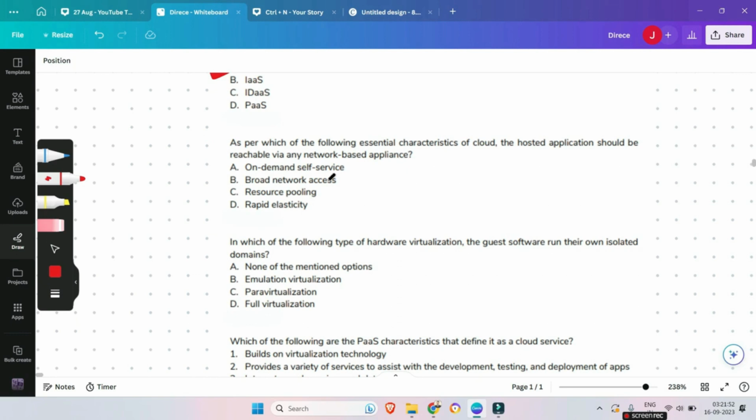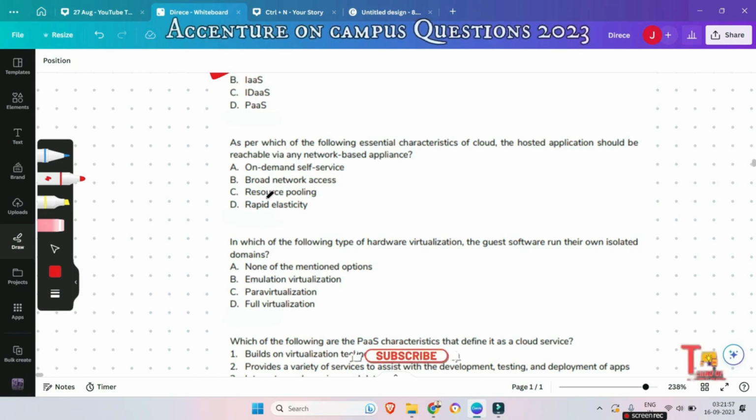Okay, the next question is: as per which of the following essential characteristics of cloud should the hosted application be reachable via any network-based appliance? On-demand self-service, broad network access, resource pooling, rapid elasticity. Actually, guys, I am conducting a series of classes in which I am completing all the important chapters for Accenture, right? So please go through that. The link will be given in the description box, right? The answer in this case will be broad network access, right? Broad network access means that the hosted application should be reachable via nearly any network-based appliance, right?